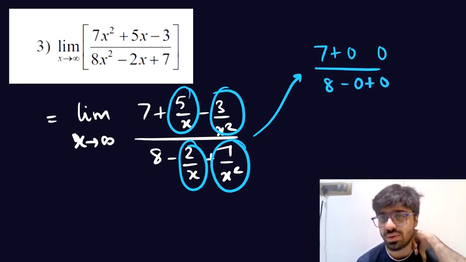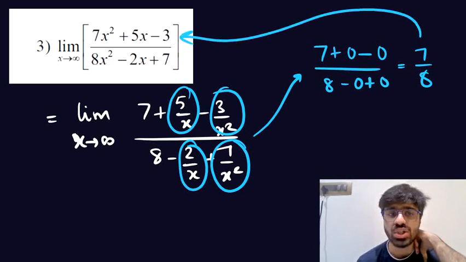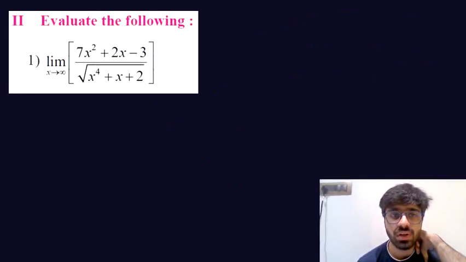Okay, this is a minus 0. Anyway, it does not matter. The final answer is 7 upon 8 for this question. Go ahead with the first question of the second main question.